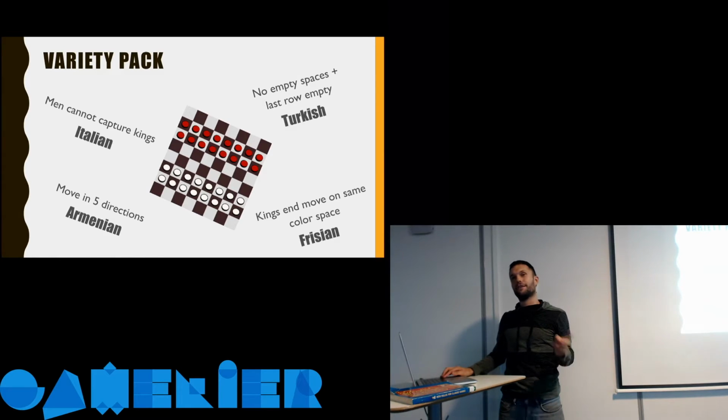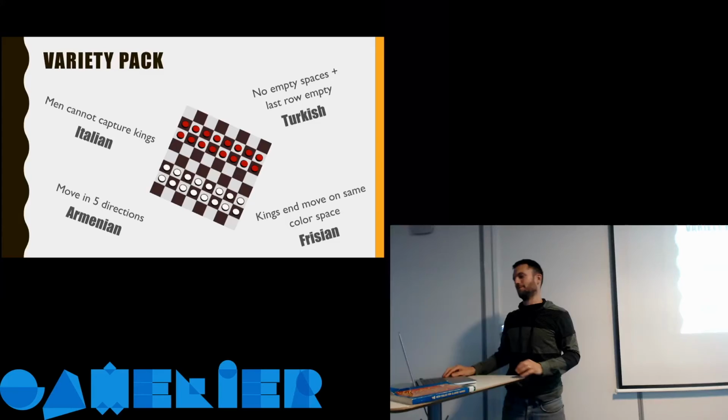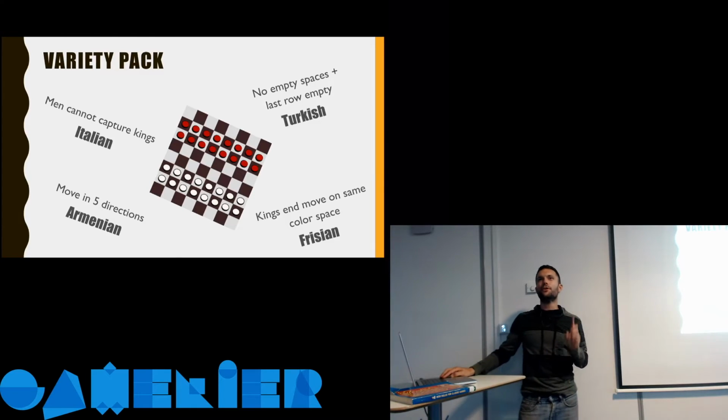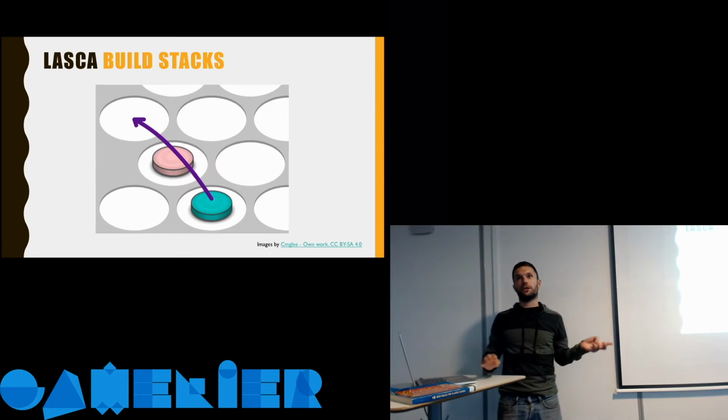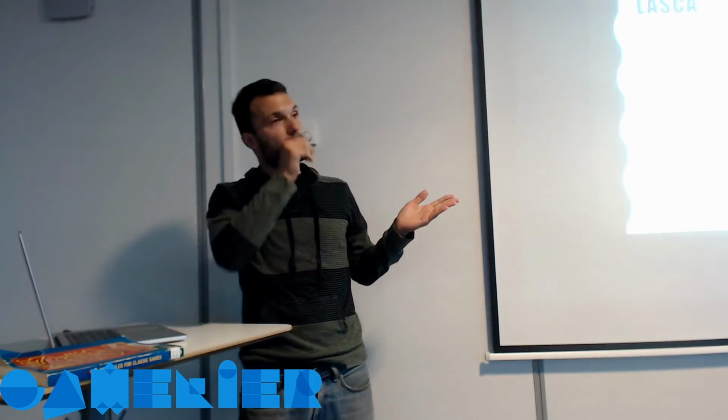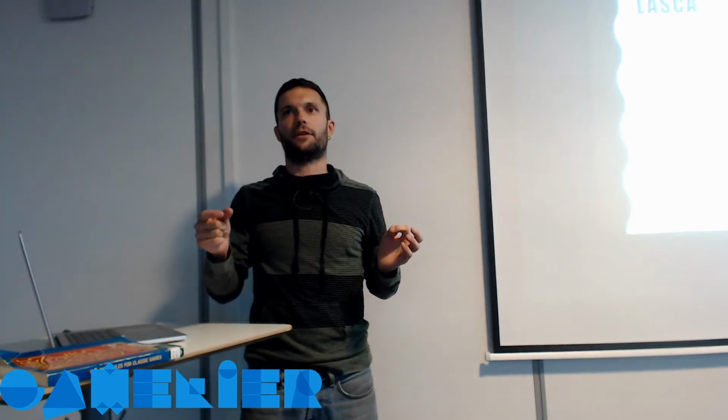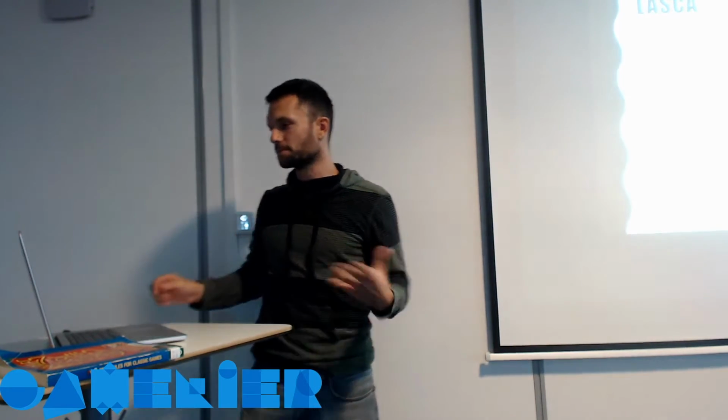And finally, the Frisian version, well, not finally, there's many, many more. There's a Frisian version, which is like the Armenian version, except now the kings can jump many spaces, but they have to end on the same color as the space that they started on, which is kind of strange and adds all sorts of ideas for the kind of thing you could do. But probably the most interesting version of checkers was invented by a former chess champion called Lasker, and his game is called Lasker, in which it's about building stacks of pieces. And it's really cool. So let me take you through it.